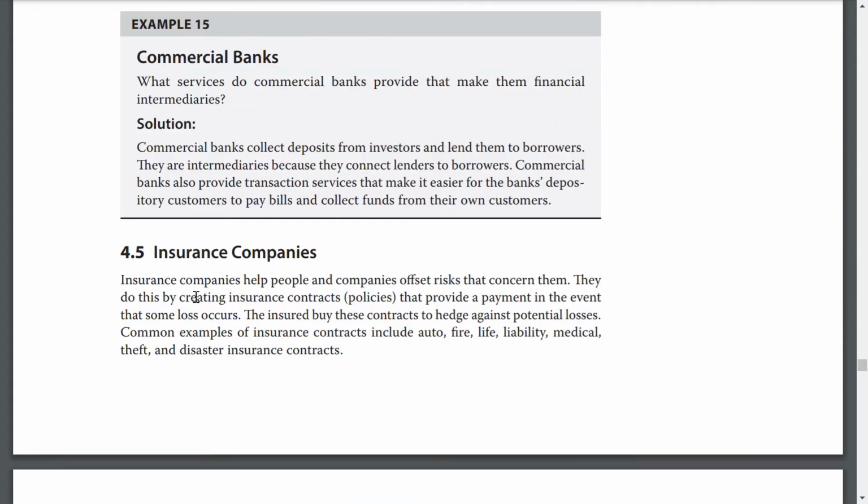Insurance companies help people and companies offset risks that concern them. They do this by creating insurance contracts or policies that provide payment in the event that some loss occurs. The insured buys these contracts to hedge against potential losses. Common examples of such contracts include auto, fire, life, liability, medical, death, and disaster insurance contracts.